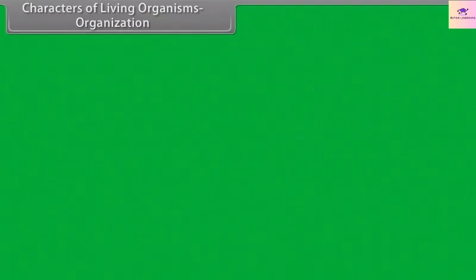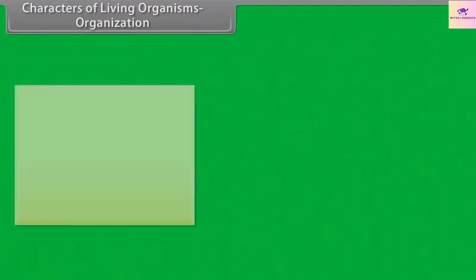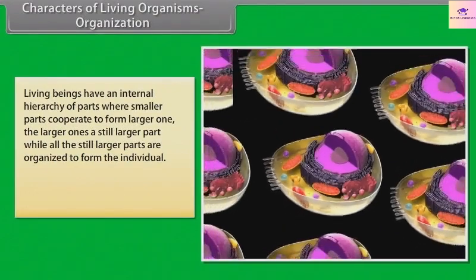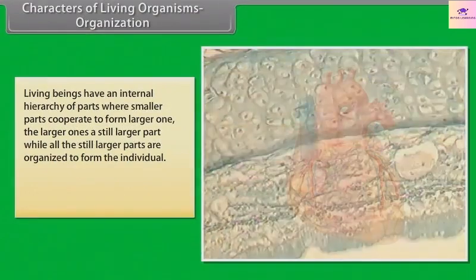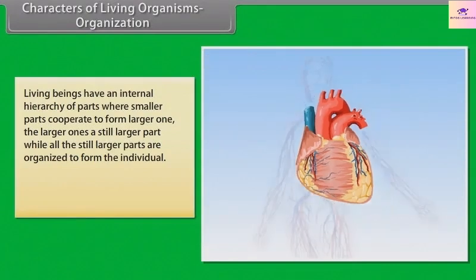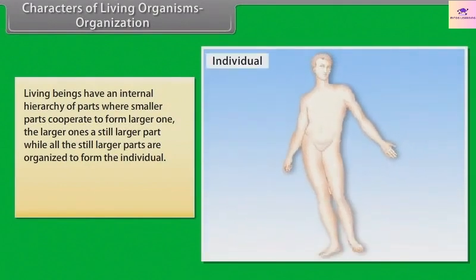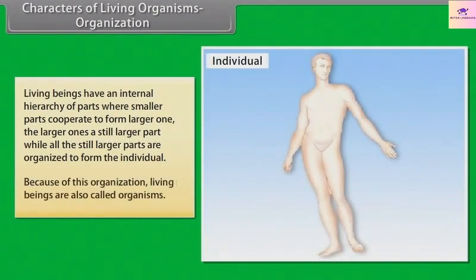Characters of living organisms. Organization. Living beings have an internal hierarchy of parts where smaller parts cooperate to form a larger one. The larger ones form a still larger part, while all the still larger parts are organized to form the individual. Because of this organization, living beings are also called organisms.